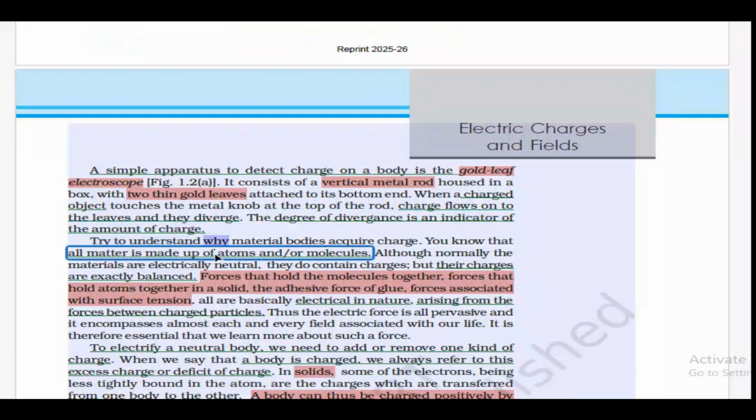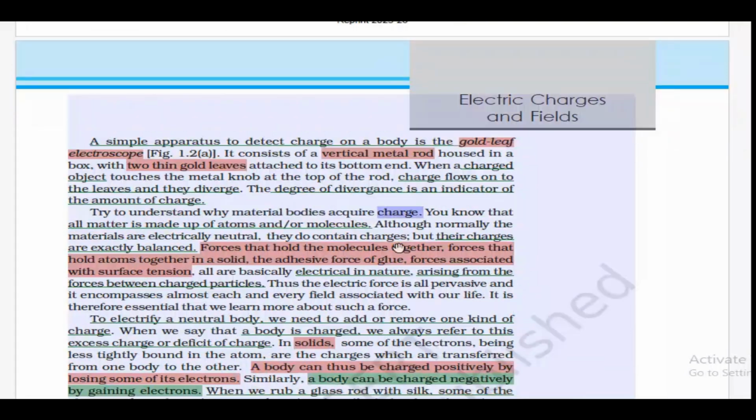Try to understand why material bodies acquire charge. You know that all matter is made up of atoms and/or molecules. Although normally the materials are electrically neutral, they do contain charges, but their charges are exactly balanced. Forces that hold the molecules together, forces that hold atoms together in a solid, the adhesive force of glue, forces associated with surface tension, all are basically electrical in nature, arising from the forces between charged particles.